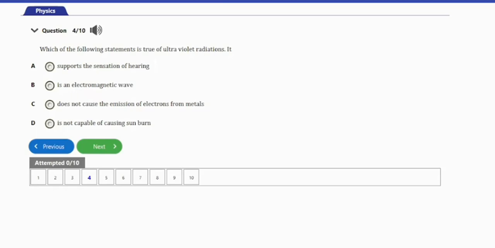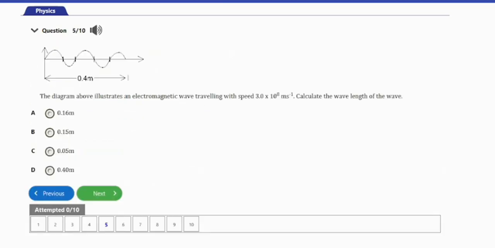Let's go ahead and consider the next question, question number 5 here. It says, the diagram above illustrates an electromagnetic wave traveling with speed 3.0 times 10 to the power of 8 meter per second. Calculate the wavelength of the wave. We can calculate this together, where one period is equal to lambda. So the period is the distance from this point to this point, and it is equivalent to lambda, which is the wavelength.